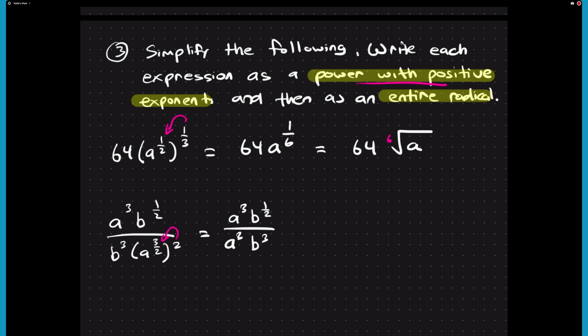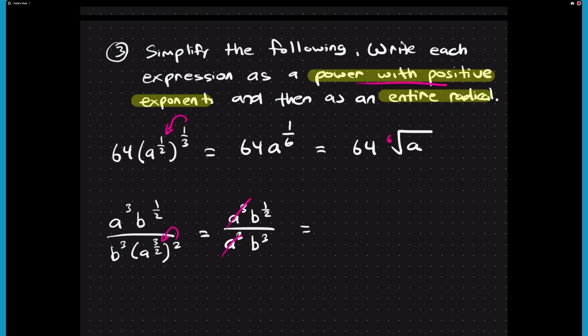So that would be a to the 3. Okay, now because we've got a fraction here, we're going to first take a look at our a's, and we've got a to the 3 over a to the 3. We're going to subtract those exponents, so it becomes a to the 3 minus 3, which is a to the 0, and we know that anything raised to the power of 0 is just 1. So essentially, these two eliminate each other, and we end up with a 1, but again, we don't need to write that.